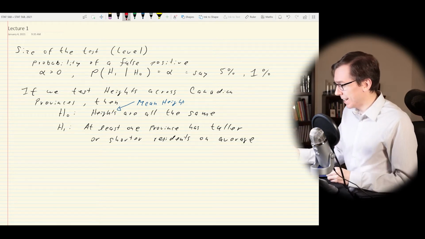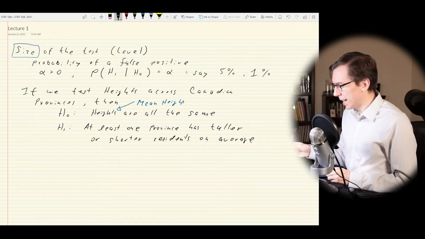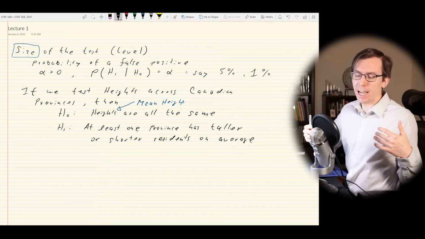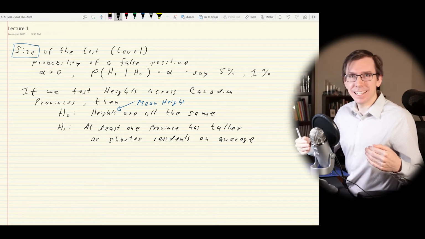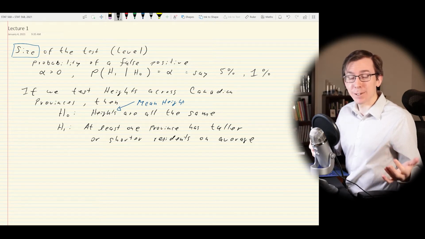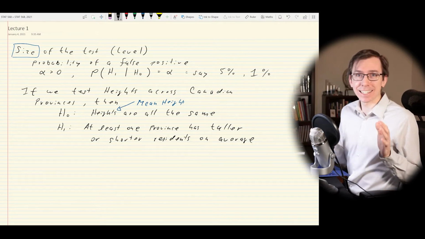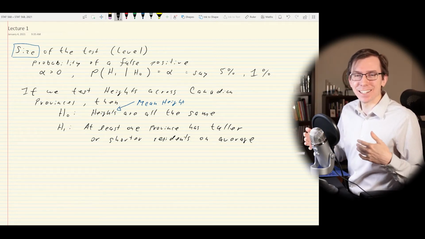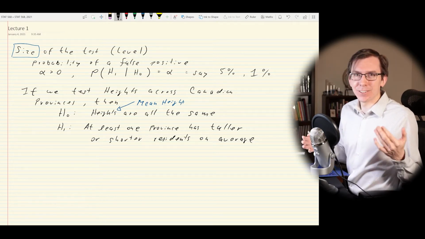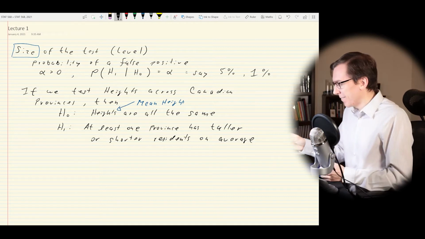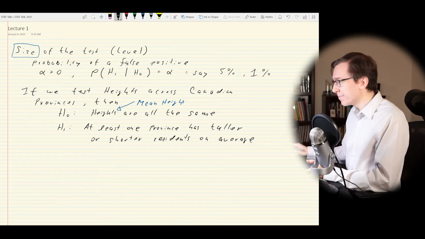So again, the size, which I will highlight here in blue, the size of the test, sometimes again called the level, is really just saying what's the probability that we would falsely claim that there are differences in the heights of Canadians in different provinces where there wouldn't be any. Now, I don't actually know if there is a significant difference in the heights of Canadians. I would assume not, just because of the general diversity and mixing of the provinces, but you never know. Maybe there are some significant differences that could be detected.